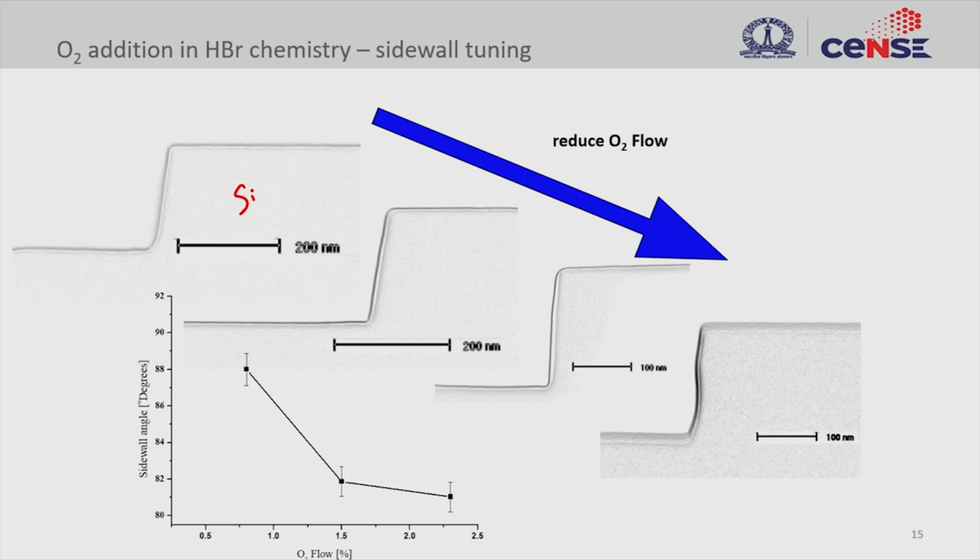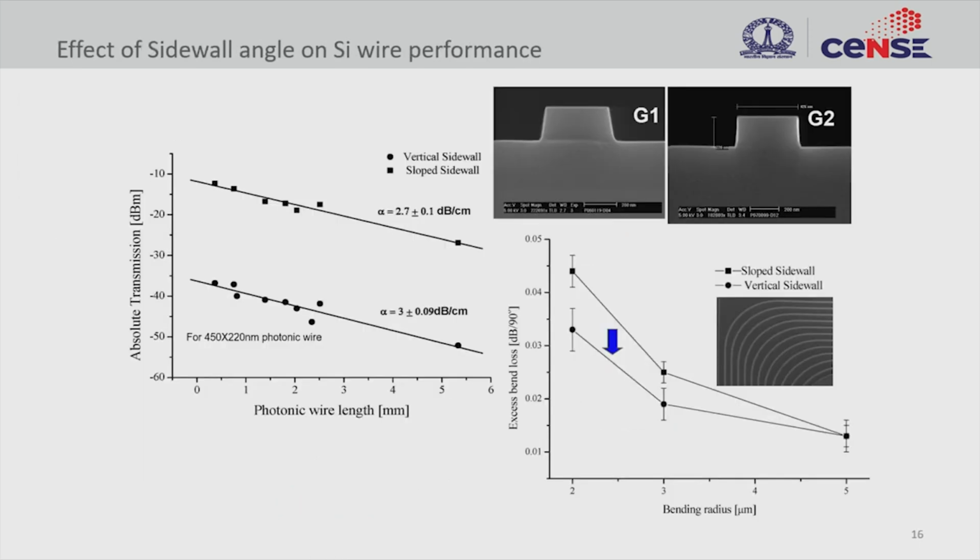etch chemistry here by reducing the oxygen flow, you can see here you go from a positive slope to a negative slope, right? So that is what you see. So as you reduce your oxygen content, you can make your sidewalls pretty steep. So this is how you optimize the chemistries.